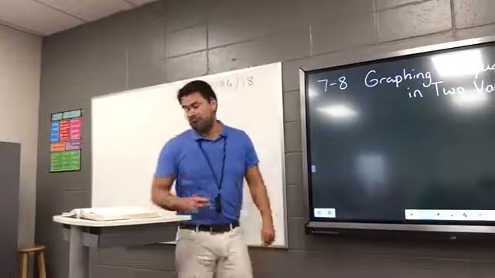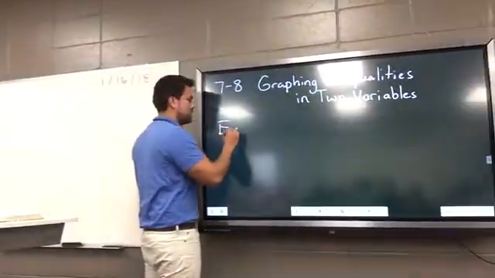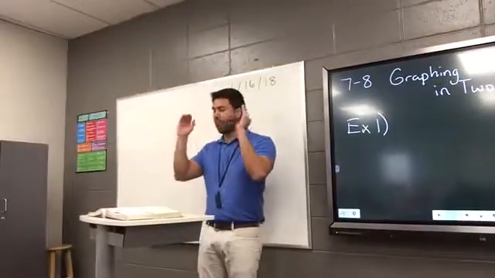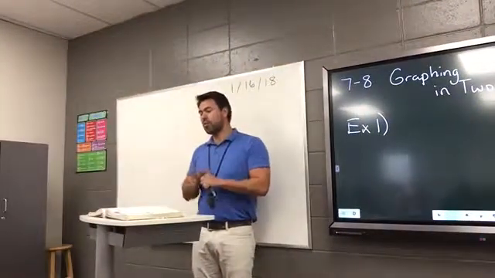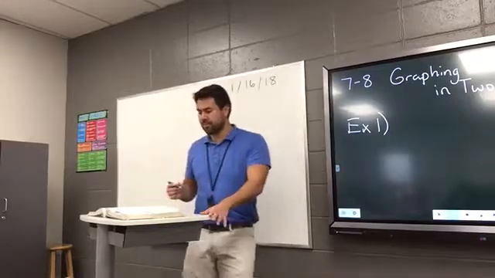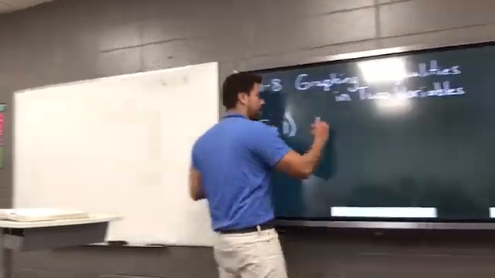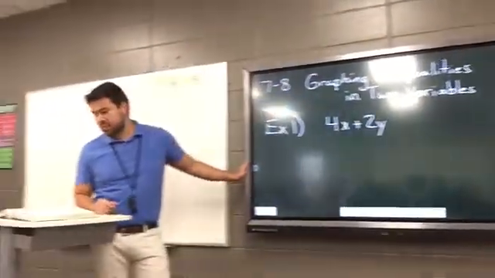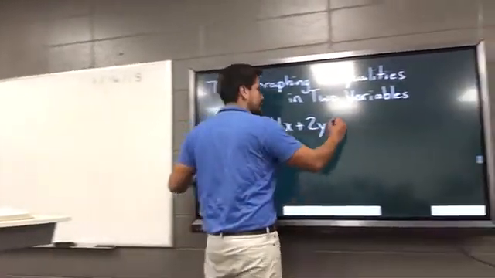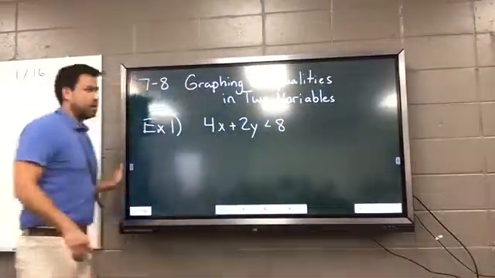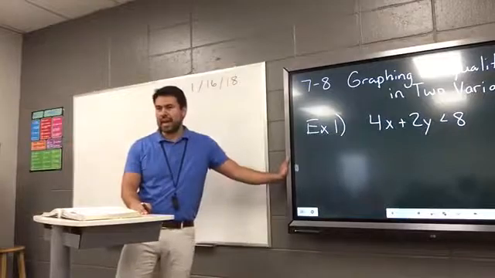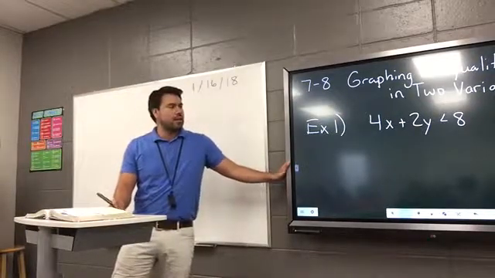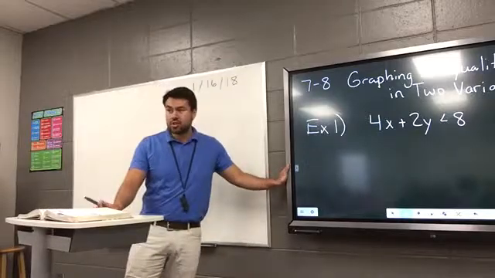Yeah, let's look at example 1 and let's see how this actually works. So example 1 says from the set, and then they give me 4 ordered pairs. Which ordered pairs are part of the solution set for 4x plus 2y is less than 8? Okay, this is an inequality because it has an inequality sign. And we're going to be able to graph this solution eventually.